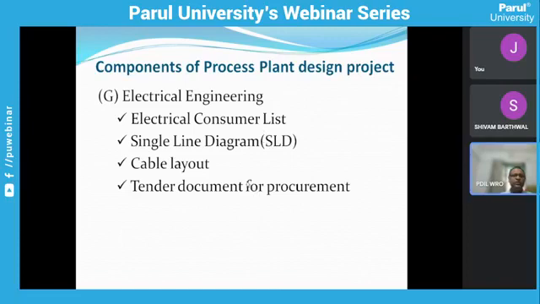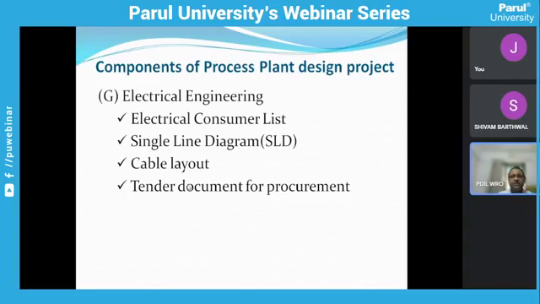So based on the electrical load list, the electrical team prepares the electrical consumer list. This also includes the electrical load corresponding to the service buildings and all other general facilities. And after that, they prepare the single line diagram and cable layout. And definitely when they are preparing this cable layout, they are also depending on the mechanical team, because the basic input is the plot plan. Unless and until the plot plan is finalized, they cannot start the cable layout.